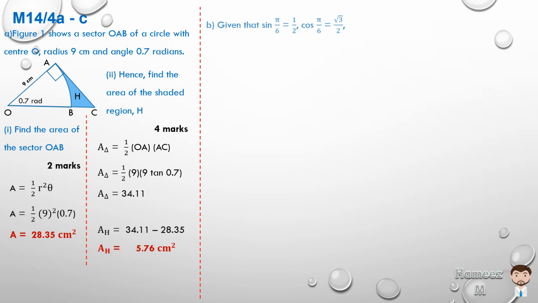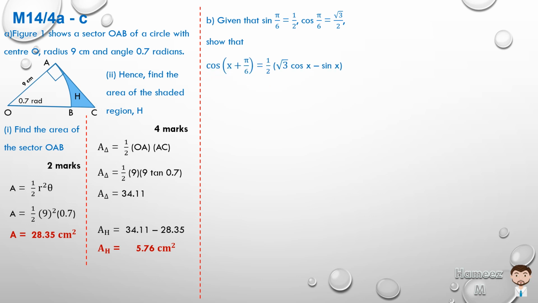Part B. Given that sine pi on 6 is equal to half, cos pi on 6 is equal to root 3 on 2, show that cos(x plus pi on 6) is equal to a half (root 3 cos x minus sin x), where x is acute.